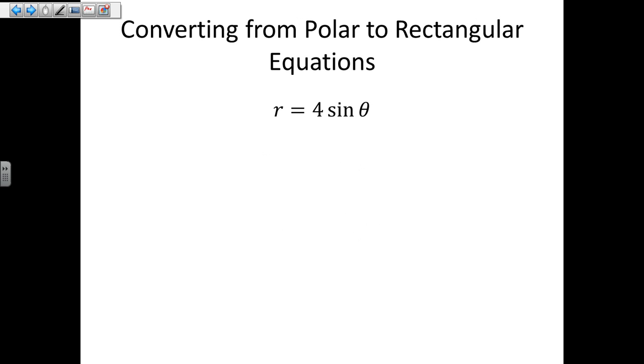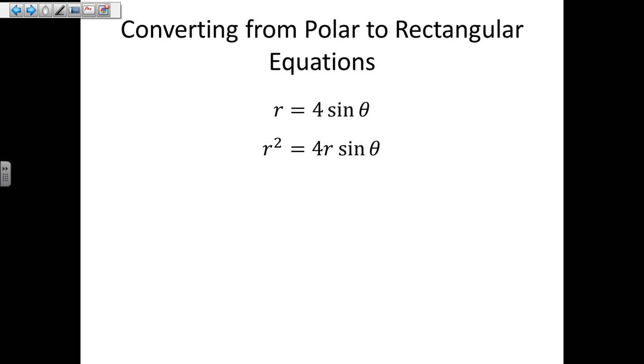So let's take a look at an example where we want to go from a polar equation to a rectangular equation. So r equals 4 sine theta. First thing we want to do is actually multiply by r throughout. Now this is a good idea because it's easier to work with an r sine theta than just a plain old sine theta. So when we can, we like to go ahead and make sure that every sine theta or every cosine theta has an r multiplying it.